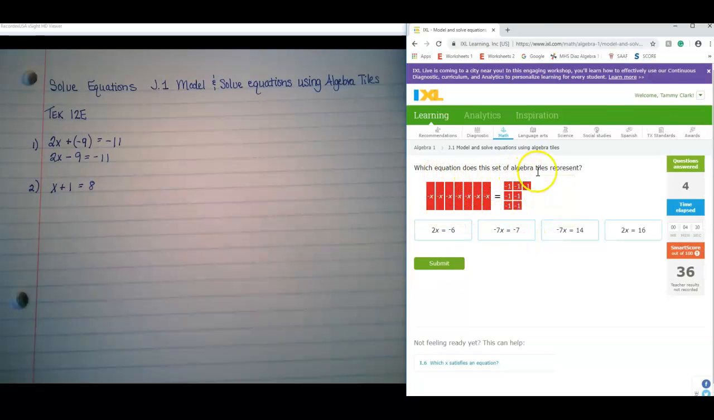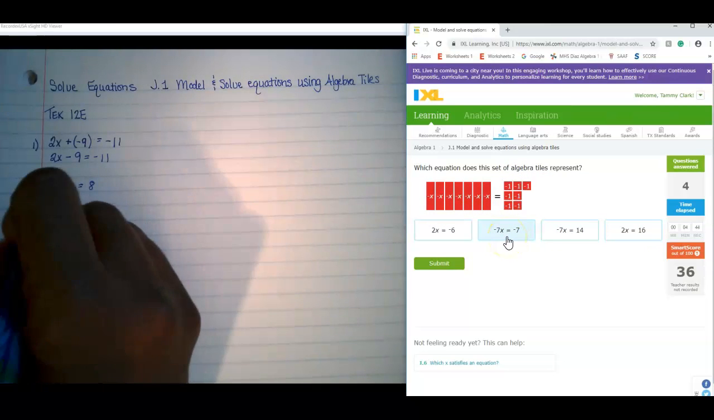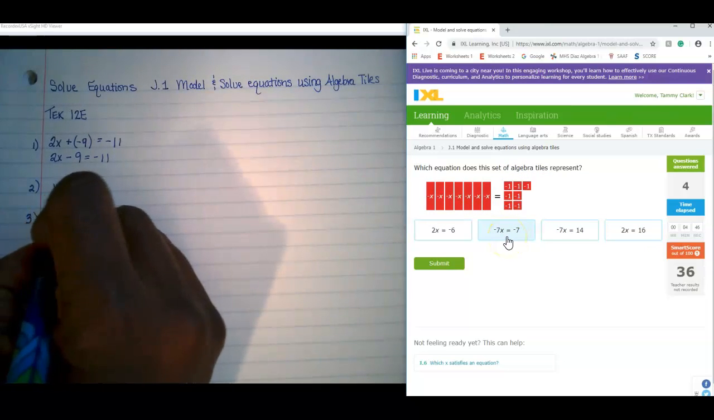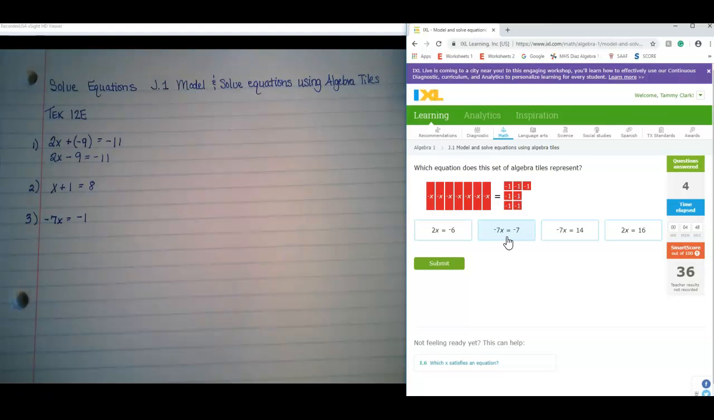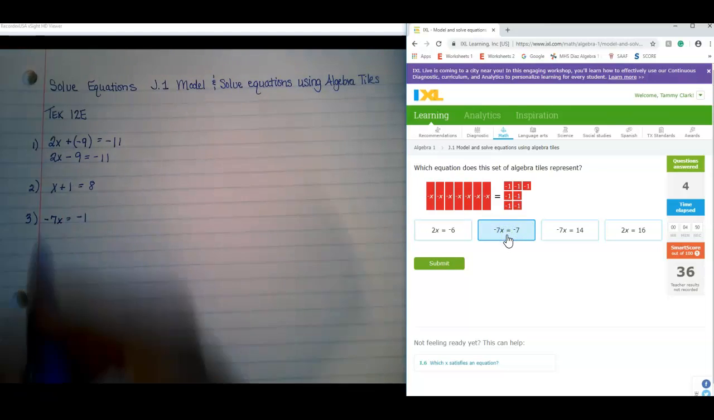Which equation does this set of algebra tiles represent? Notice these are all negative, so we know it's not going to be this one, and we know it's not going to be this one. So it must be negative 7x, and then we have negative 7 here. Oops, I wrote a 1.